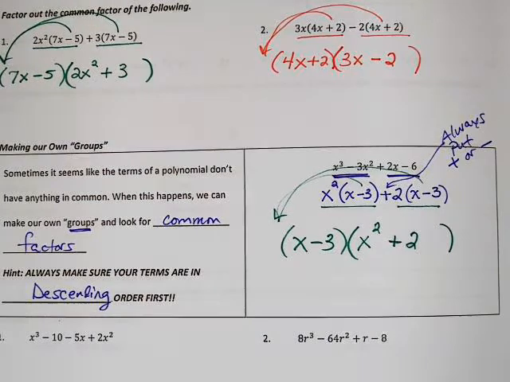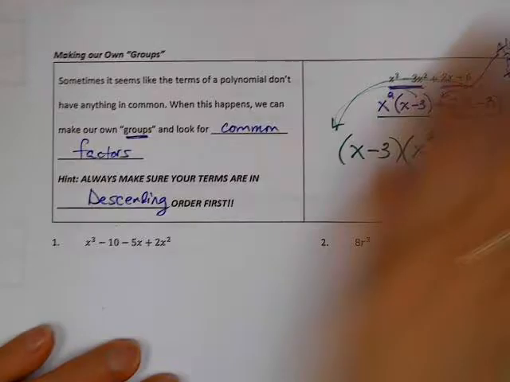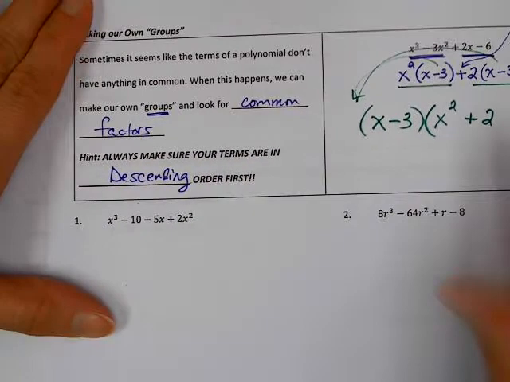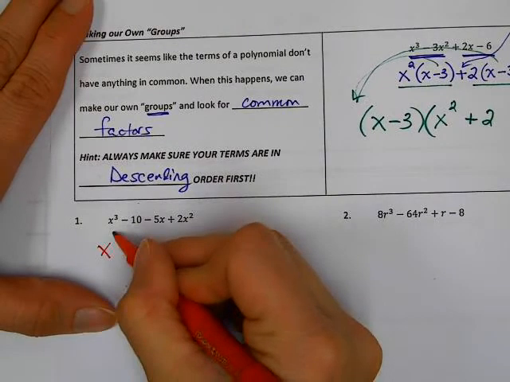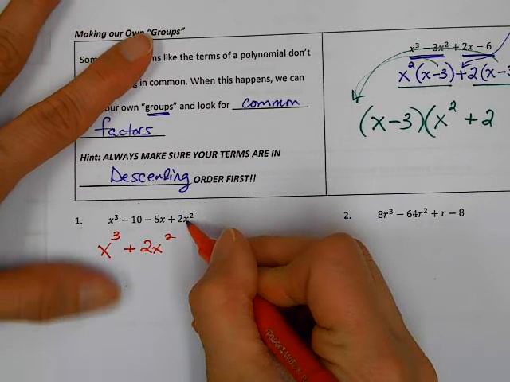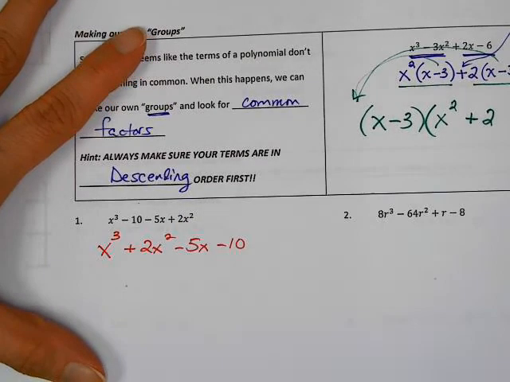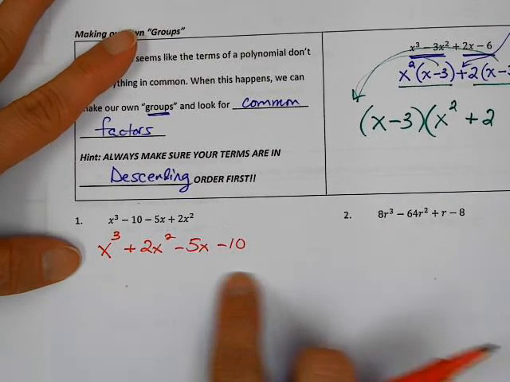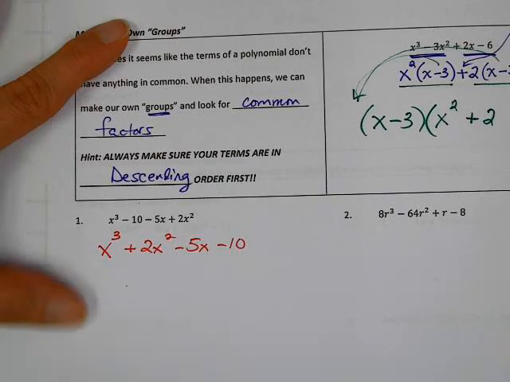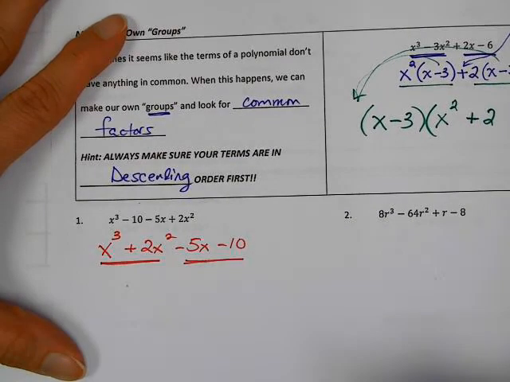Okay, factor by grouping. Let's do a couple more, okay? If the problem is not given to you in descending order, we're going to make sure that that happens. So I'll put x cubed first, and then plus 2x squared goes second, minus 5x minus 10. Okay, so I've got my 4 terms. Factor by grouping is when you have 4 terms, so that the first 2 make a group and the second 2 make a group.